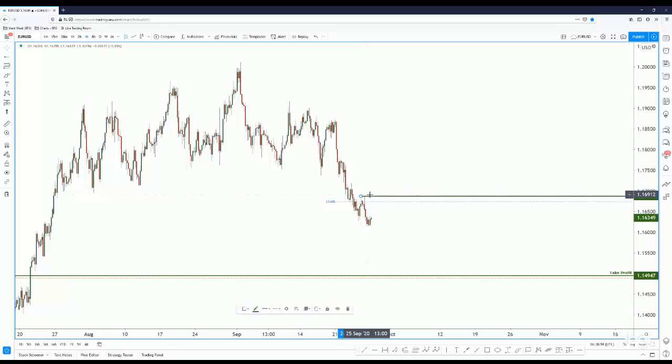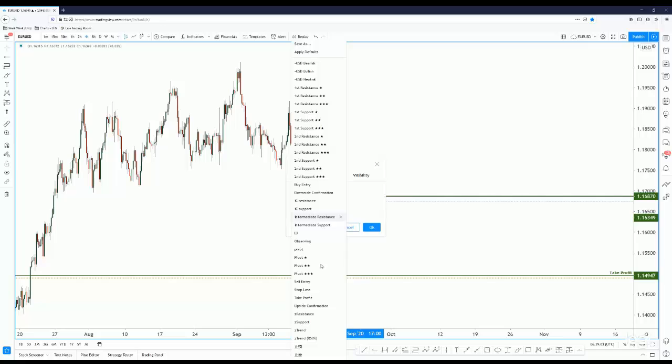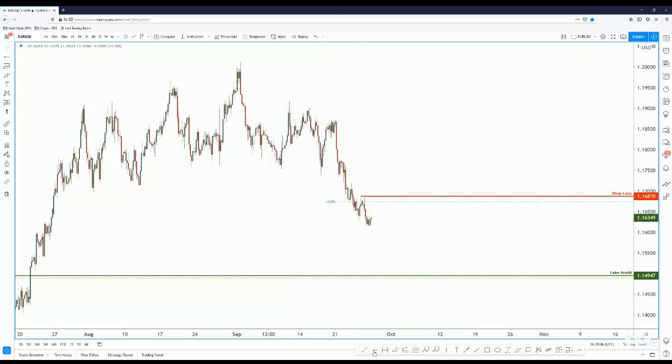So should price break above this level, I'm just going to take the extreme, the spike, because I want to give the trade a bit of room to breathe. Should price break above the spike and close above, then we know that our bearish idea is wrong and we can actually play long. So this will be the stop loss.